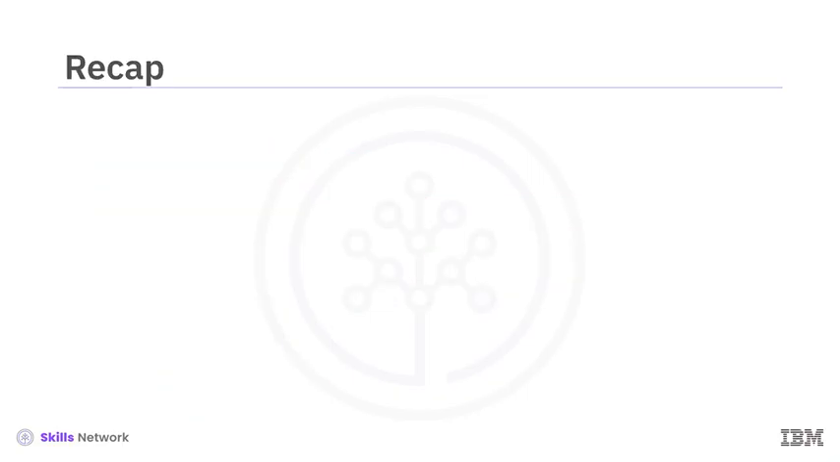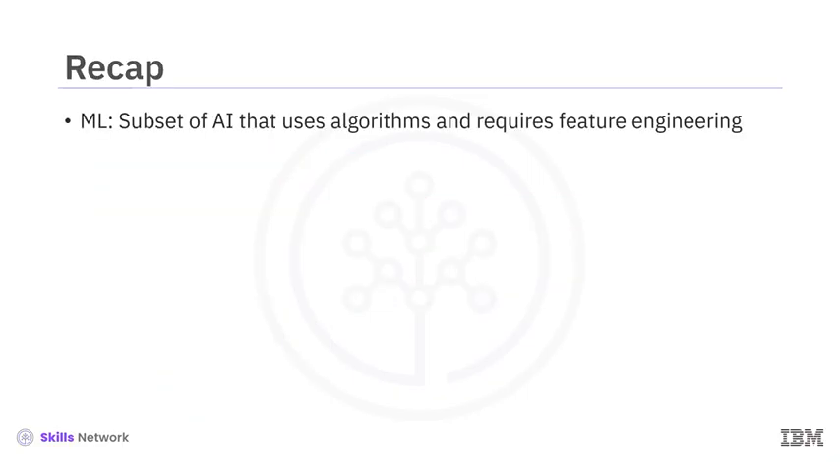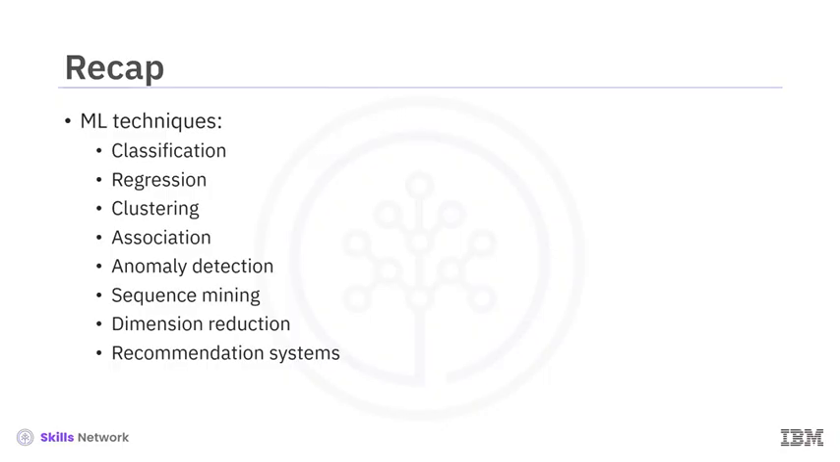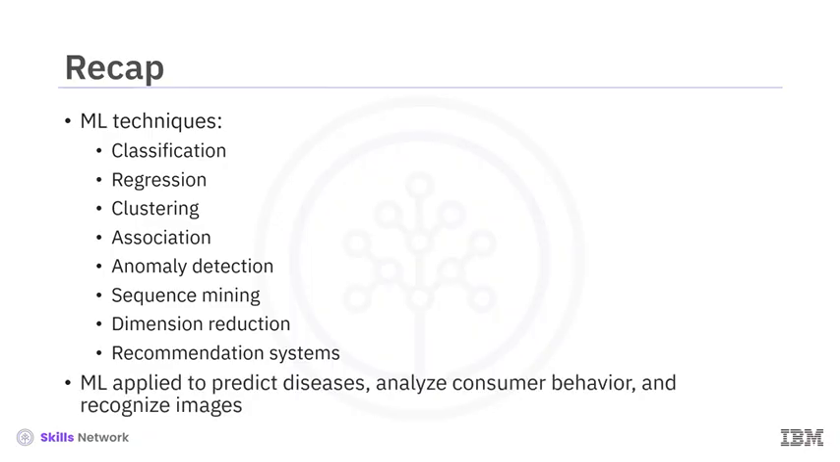In this video, you learned that machine learning is the subset of AI that uses algorithms and requires feature engineering by practitioners. Machine learning models learn using supervised, unsupervised, semi-supervised, and reinforcement learning. Machine learning consists of several techniques, namely classification, regression, clustering, association, anomaly detection, sequence mining, dimension reduction, and recommendation systems. Finally, you learned how machine learning is applied to predict diseases, analyze consumer behavior, and recognize images.